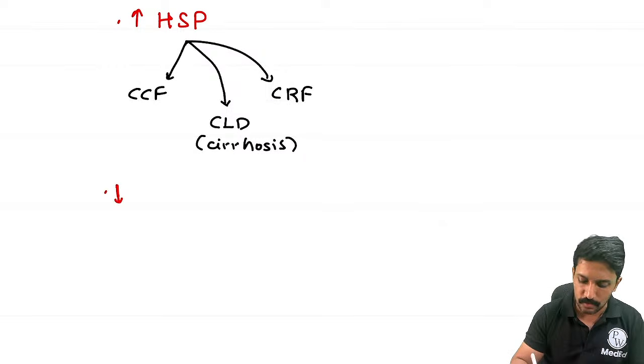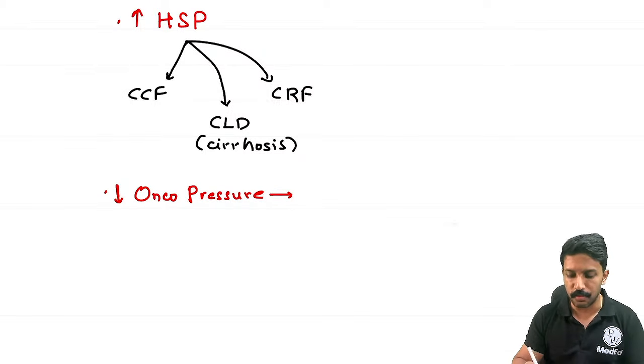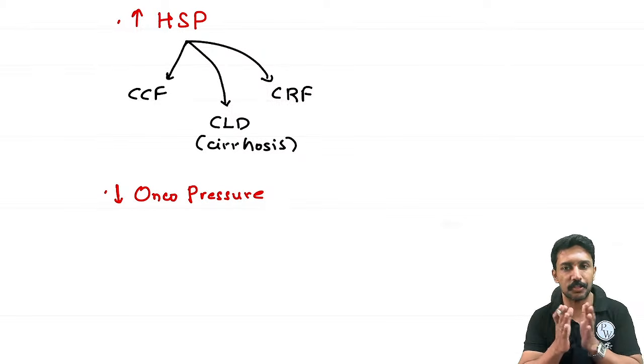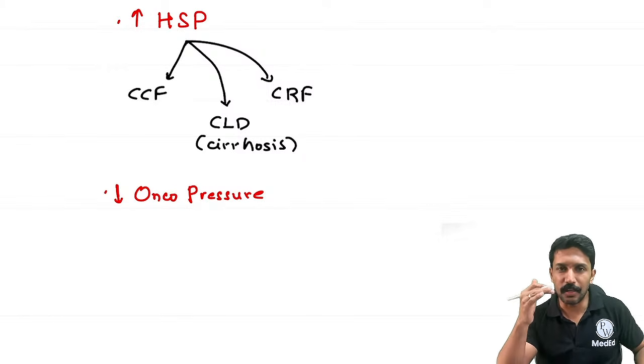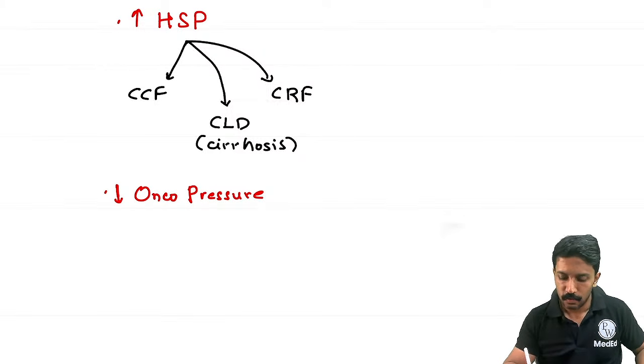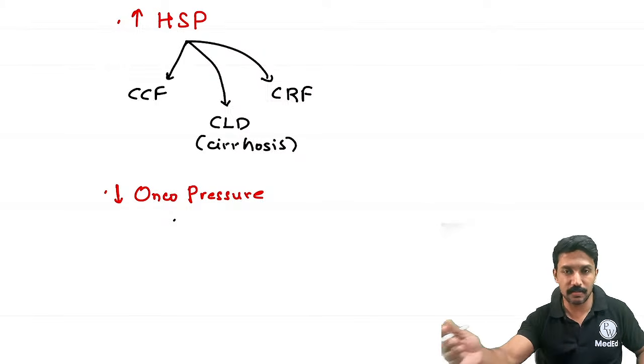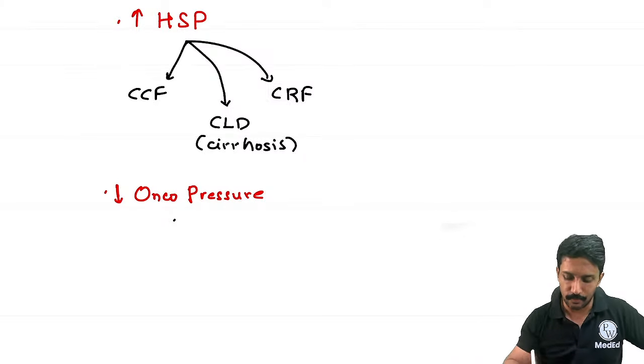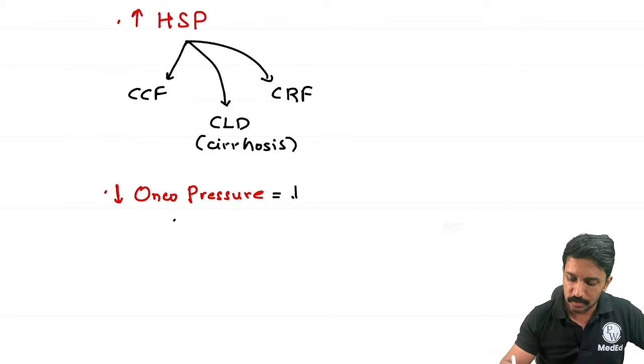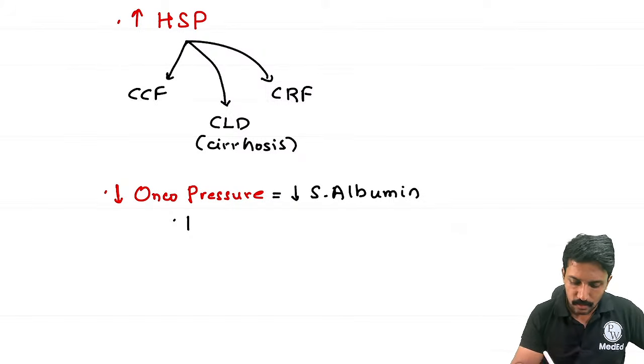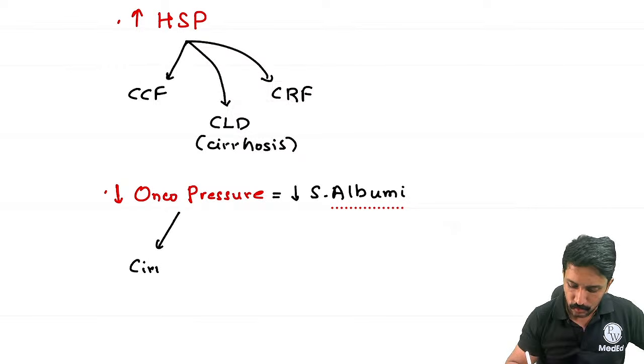When can I have decrease in oncotic pressure? That can also cause fluid to leak out from this space and go into the interstitium. How do I decrease the oncotic pressure? I have to decrease the albumin. So when do I have decrease in the albumin? Decrease in the albumin can also occur in CLD. So decreased oncotic pressure is equal to decreased serum albumin. One of the causes I can quote here is chronic liver failure or cirrhosis of liver.